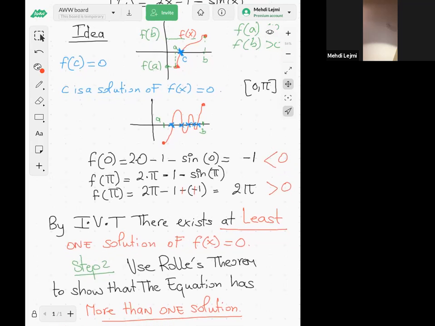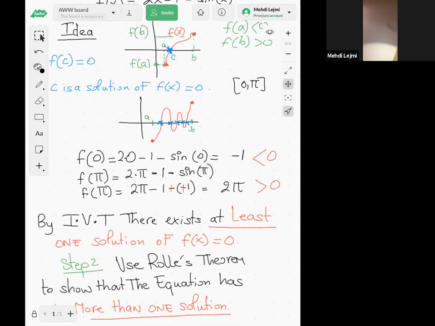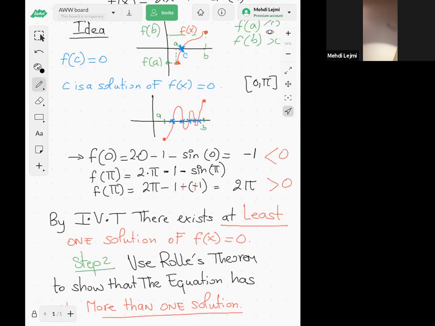Yeah, you can just say f of 0 is -1. That's negative, and f of pi is positive. So then, by the intermediate value theorem, there exists at least one solution.